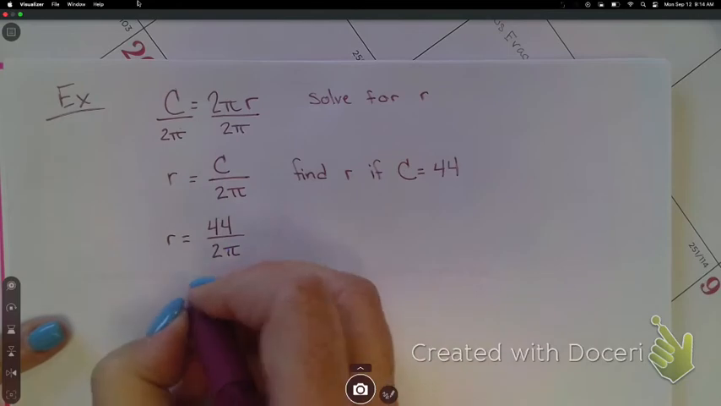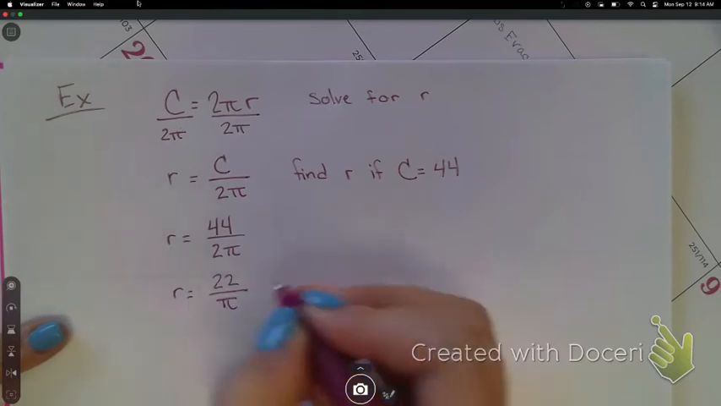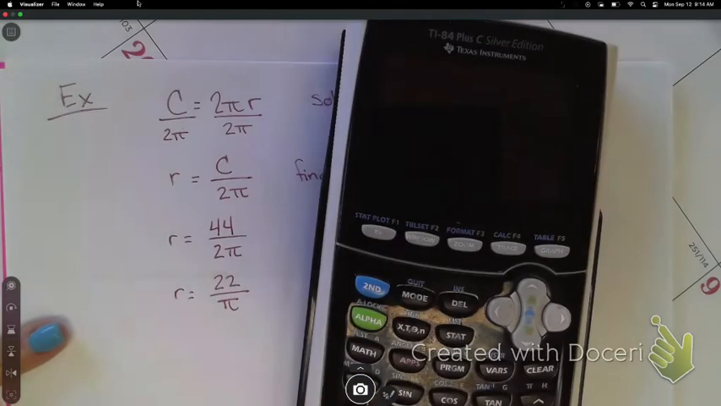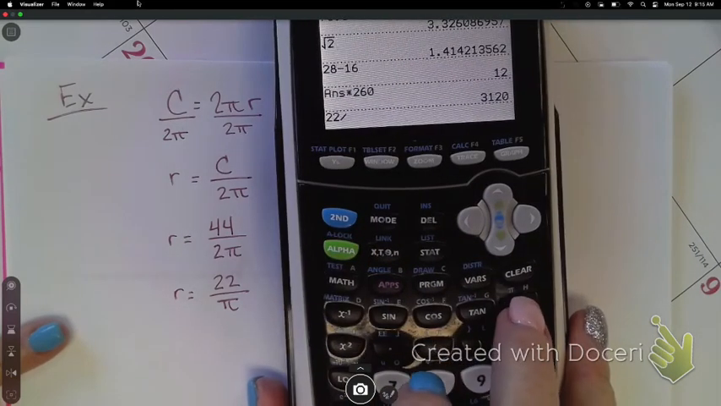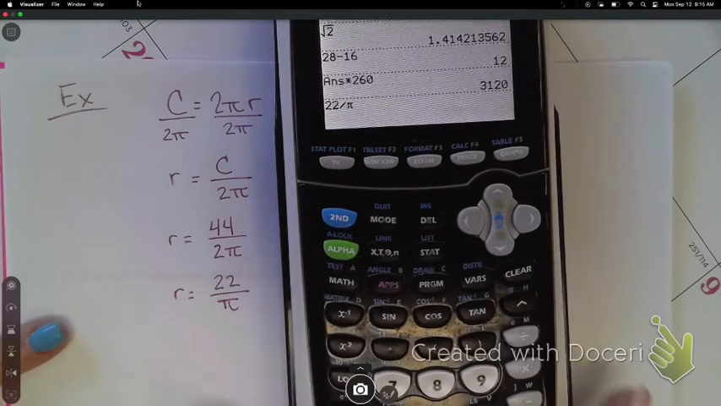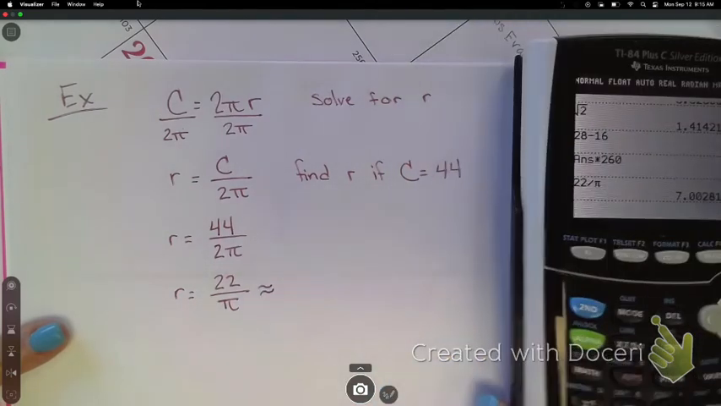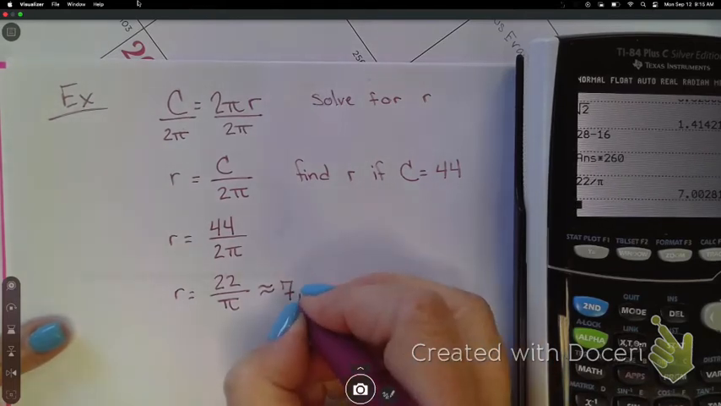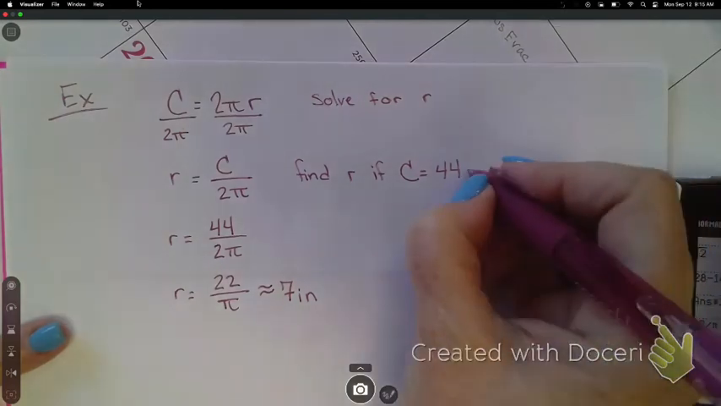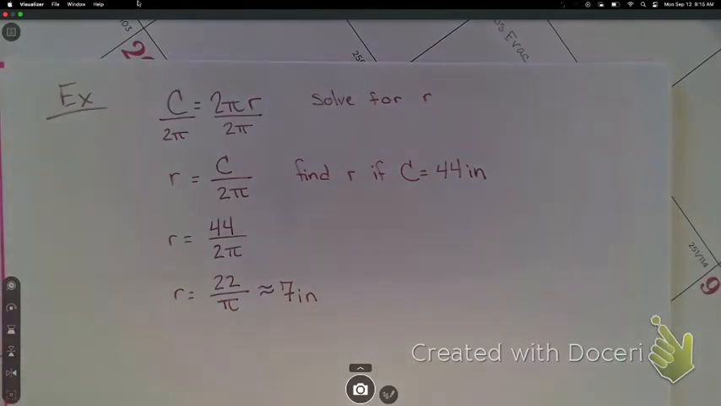Well, 44 divided by 2 is what? 22. So 22 divided by pi. And you all have a calculator now, right? So 22 divided by, remember the pi button is right here. So it's approximately 7. And if they give me units, 7 inches. So we've done things like this before, yes? Okay.